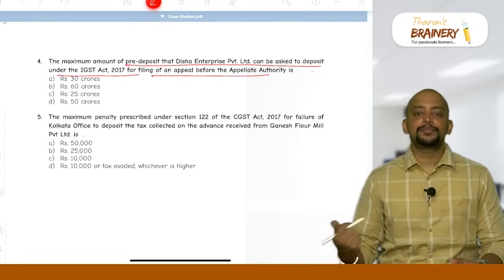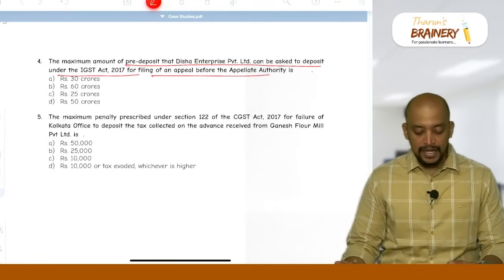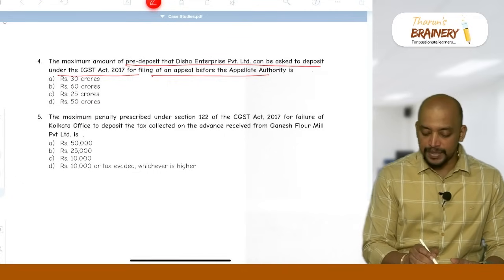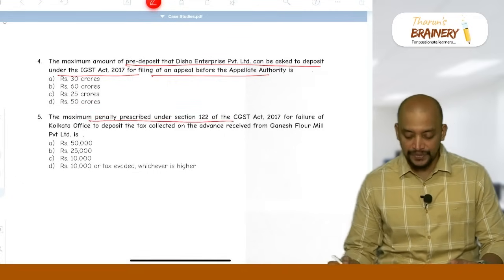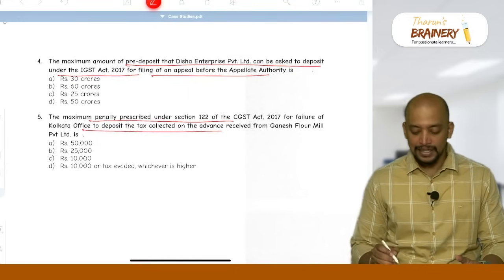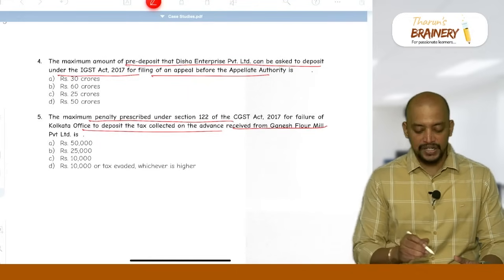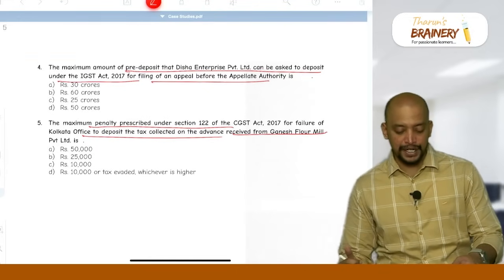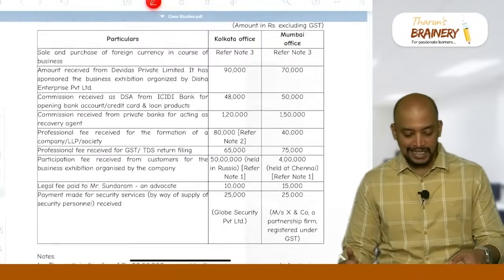So we have a pre-deposit for first appeal, so that amount, and the maximum penalty prescribed under section 122 of CGST Act for failure of Kolkata office to deposit the tax on the advance received from Ganesh Flour Mill. So penalty under 122. Now we will see the transactions.